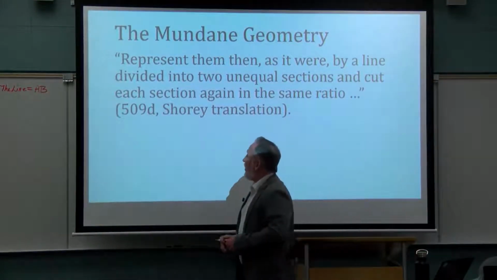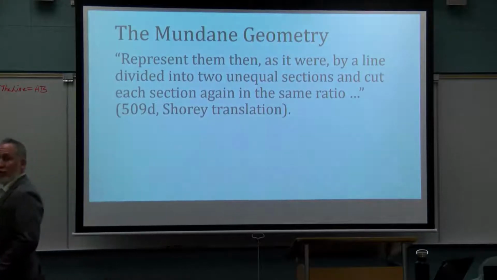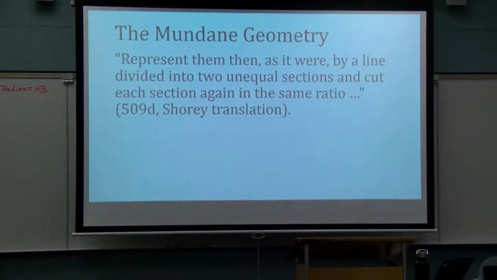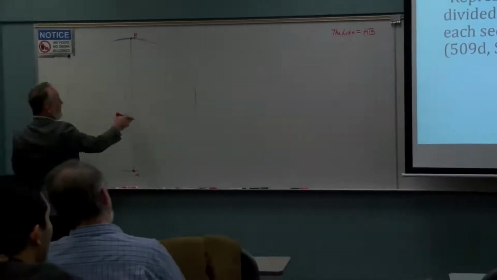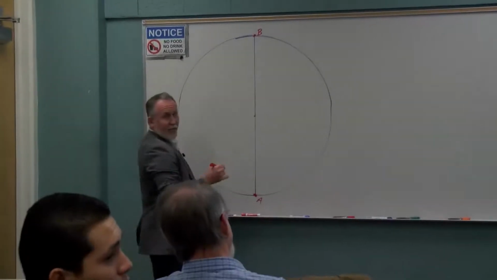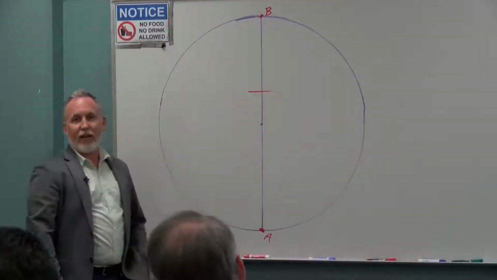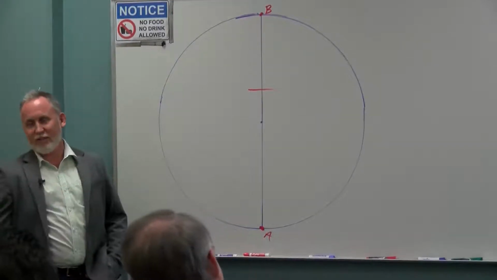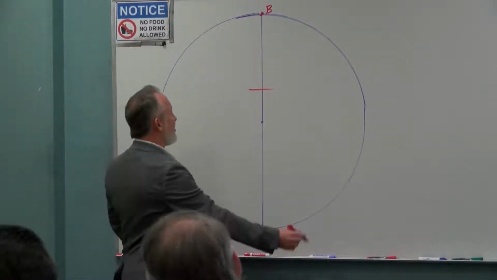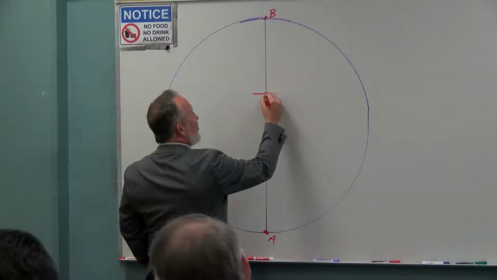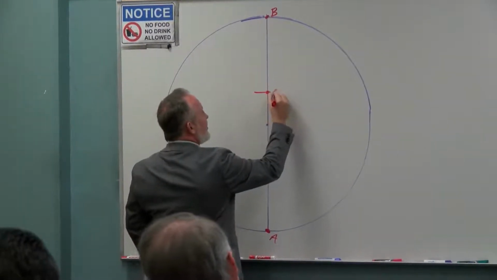Okay, so this is the geometric construction that we're given. We're going to take a line, and we're going to divide it into two unequal sections, and then cut each section again into the same ratio. So we have a line here. Here's the midpoint of the line, and I'm going to arbitrarily divide it. Arbitrarily, right? No specific ratio. And we'll call this point C.